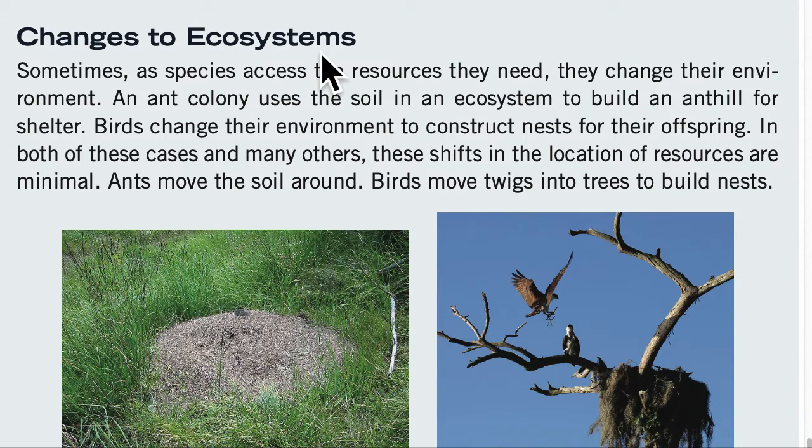Changes to ecosystems. Sometimes, as species access the resources they need, they change their environment. An ant colony uses the soil in an ecosystem to build an anthill for shelter. Birds change their environment to construct nests for their offspring. In both of these cases, and many others, these shifts in the location of resources are minimal. Ants move the soil around. Birds move twigs into trees to build nests.